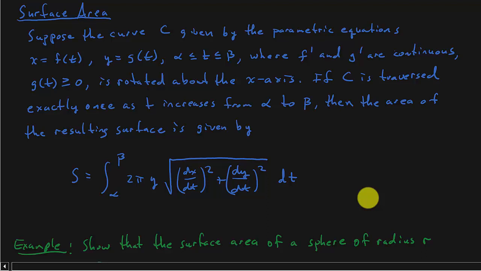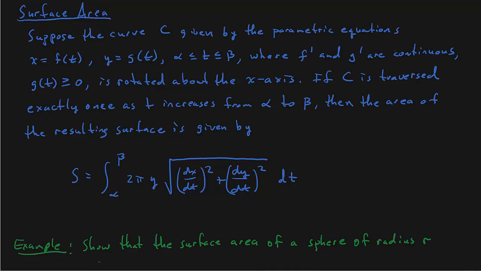We'll see. All right, so now let's look at surface area. Suppose the curve C is given by the parametric equations x equals f of t, y equals g of t, where t is between alpha and beta, and where f prime and g prime are continuous, and g of t is positive.